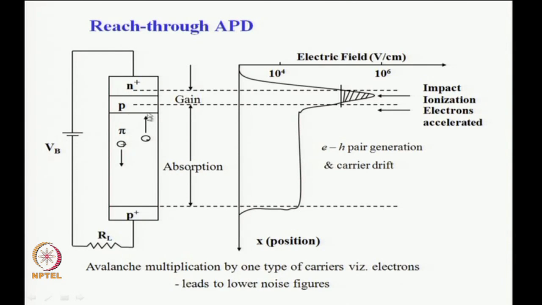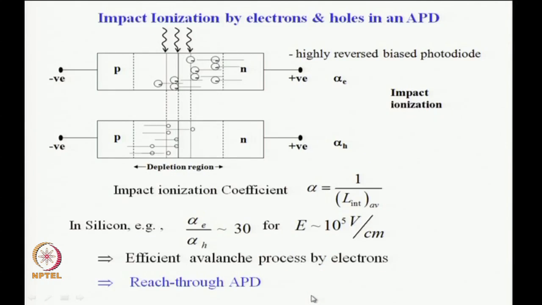And therefore, this means that the avalanche process in this design of this structure is primarily due to electrons. So, the avalanche multiplication is primarily by one type of carrier, namely electrons. This leads to much lower noise figures. In fact, if we look at the previous diagram here, please see that for a carrier pair generated here, the electron gets accelerated in this direction, the hole gets accelerated in this direction.